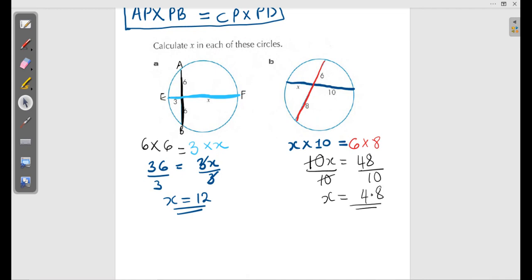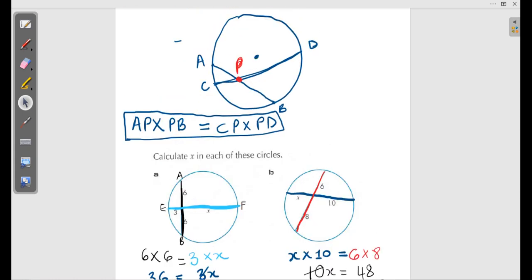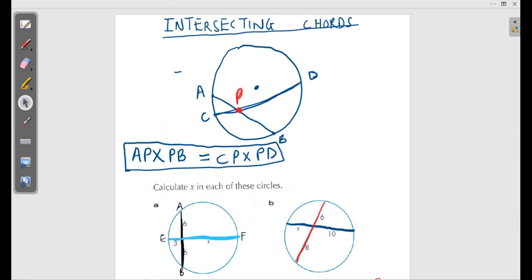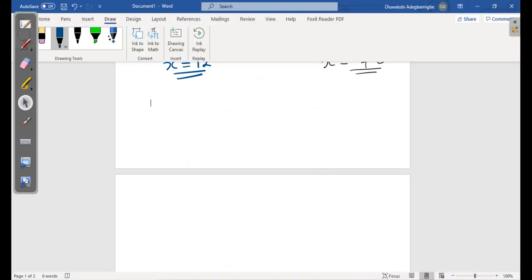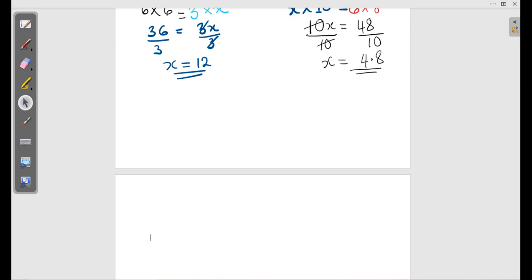Now let's look at the second case study. Let's call this one study 1. Now let's look at what the second study of intersecting chords tells us. Okay, so let's say study 2.